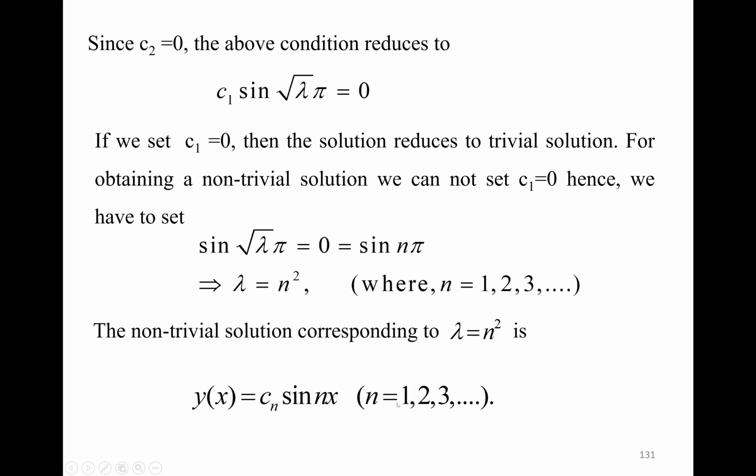Of course c2 equals 0, and instead of c1 we have written Cn, where n goes from 1 to infinity. So y of x equal to Cn sin nx is a non-trivial solution for the case lambda greater than 0. So that is the end of Sturm-Liouville theory.